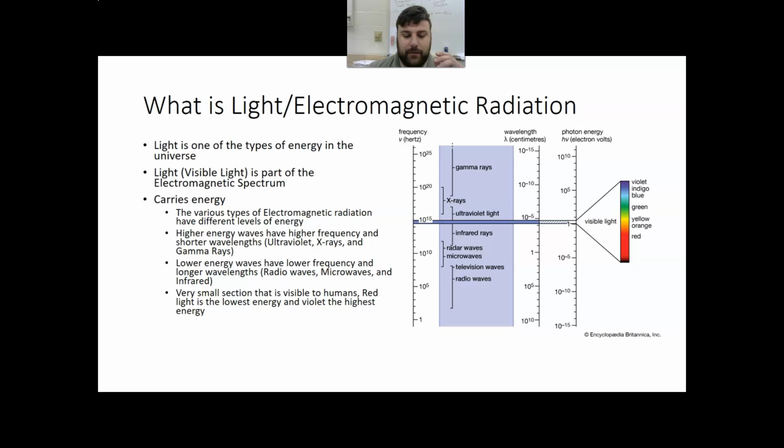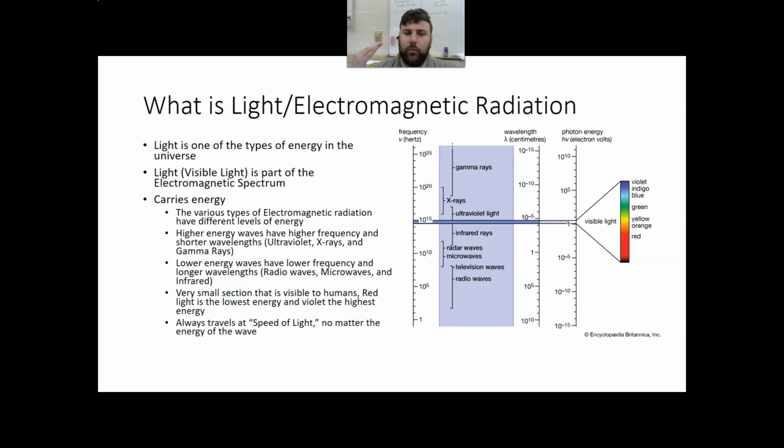And on this spectrum, the lowest energy light is red light. So going from top to bottom, lowest energy to highest energy: red, orange, yellow, green, blue, indigo, violet. Lowest energy being red, highest energy being violet.